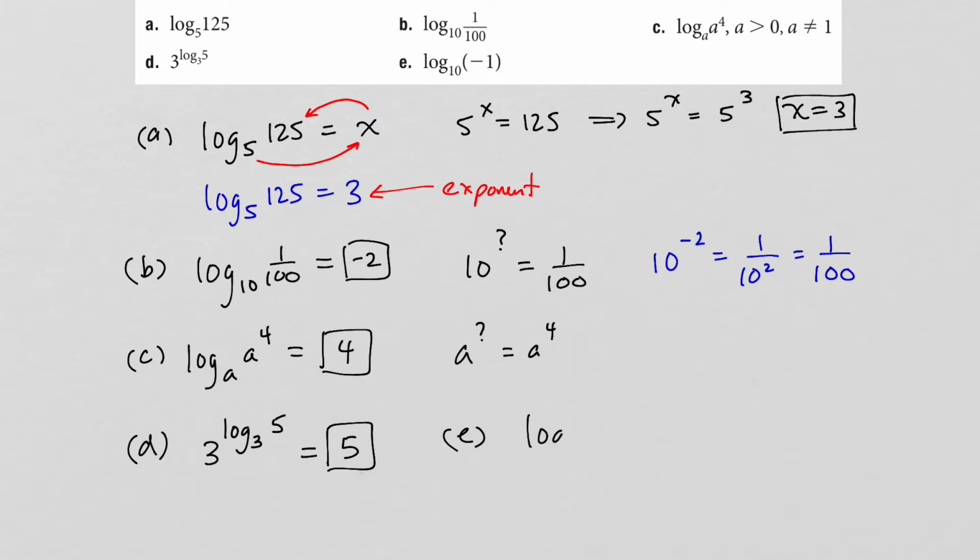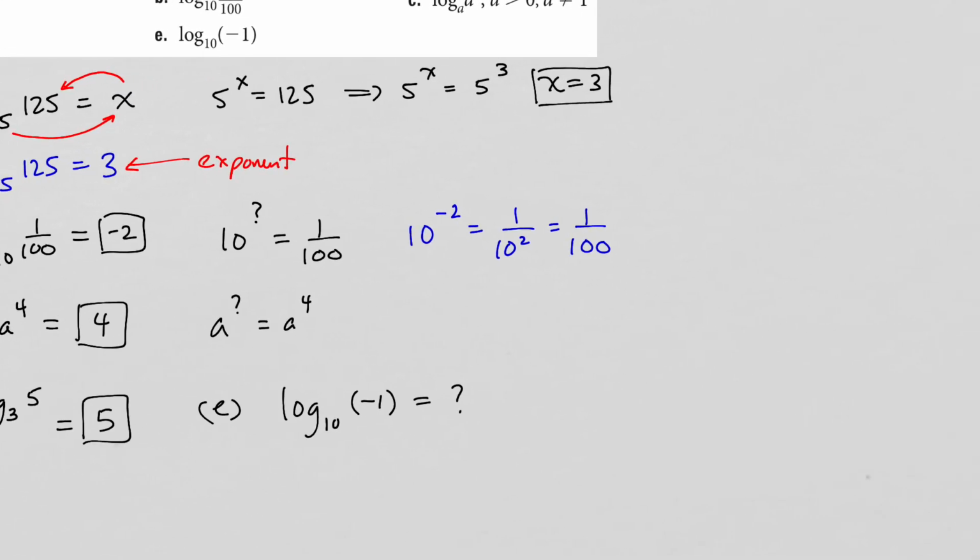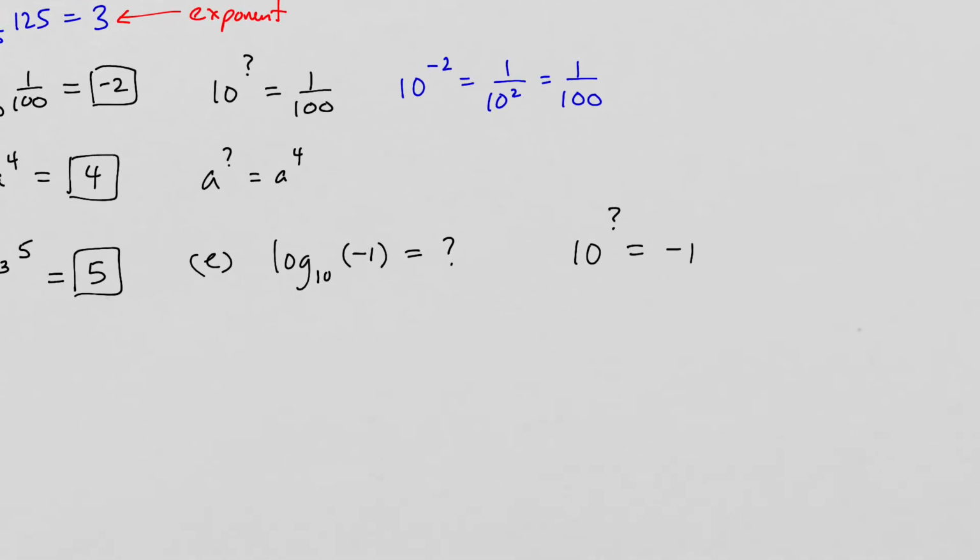And finally, we have log base 10 of negative 1. And the question here is, what does this equal? Well, this has no solution, because if you think about it, we're saying if you take 10 and you raise it to what power, how do you get negative 1? What power do you have to raise it to get negative 1? Well, quite simply, there is no power of 10 that gives you a negative number, right? Just think about that for just a minute.